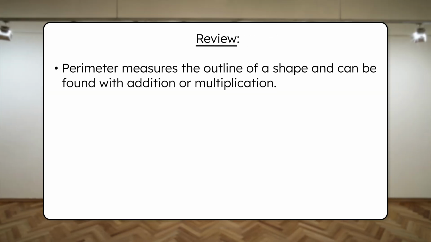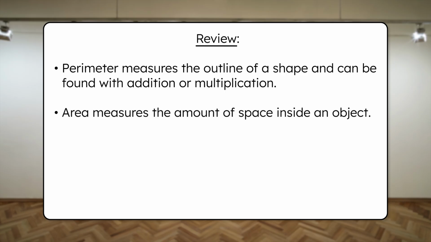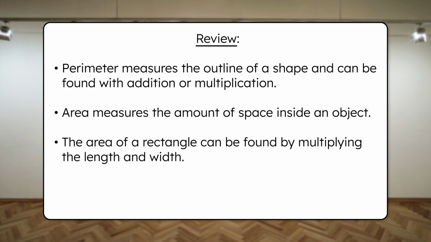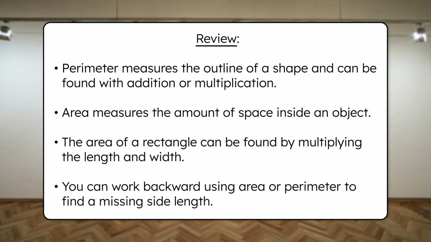So, what have we learned today, besides the fact that painters should really label their frames ahead of time? Well, now you know that perimeter measures the outline of a shape and can be found with addition or multiplication. Area measures the amount of space inside an object, and the area of a rectangle can be found by multiplying the length and the width. And you know how to work backward using area or perimeter to find a missing side length.